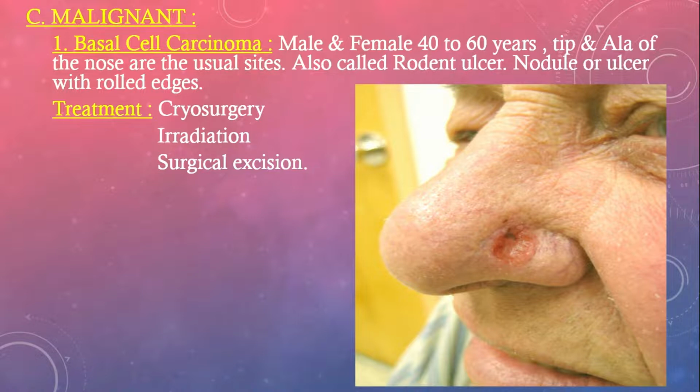Now this picture shows the rodent ulcer on the ala of the nose of the patient, and its treatment is cryosurgery or irradiation or surgical excision. It's not known to spread and metastasize, so it's better to treat it locally.